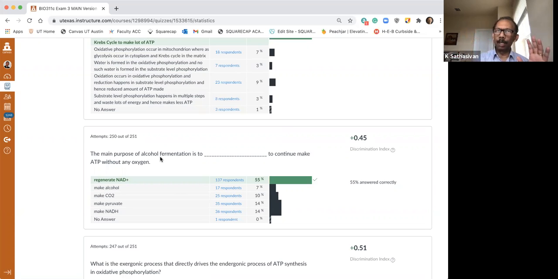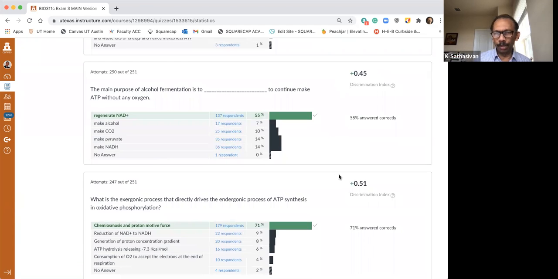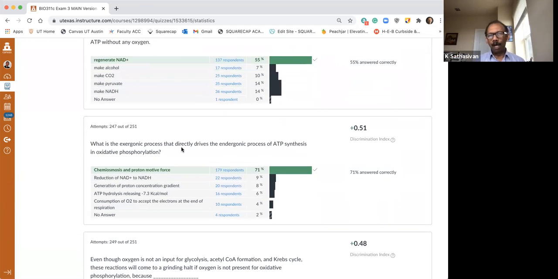And you need to see that connection between glycolysis and oxidative phosphorylation and back to glycolysis. This is where that particular question is. High discrimination index. This is also very good. What is the exergonic process that directly drives the endergonic process of ATP synthesis? It's chemiosmosis, and proton motive force is what drives ATP synthesis in oxidative phosphorylation. The protons come back from high to low concentration through ATP synthase. It just acts like a turbine to rotate that ATP synthase to release that ATP so it can make more ATP.